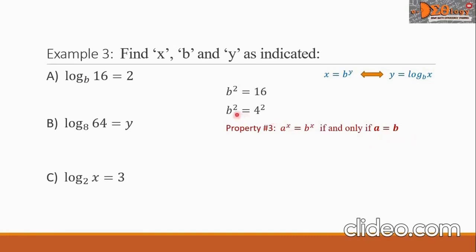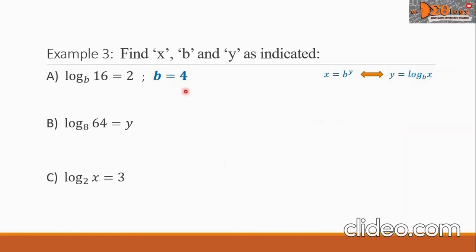I can see here that the exponents are the same. So it means I can simply copy the b down here equals 4. So I have here b equals 4, and this is my answer for letter A. It means the value of b equals 4. I will just copy this answer opposite letter A. I will go now to letter B.